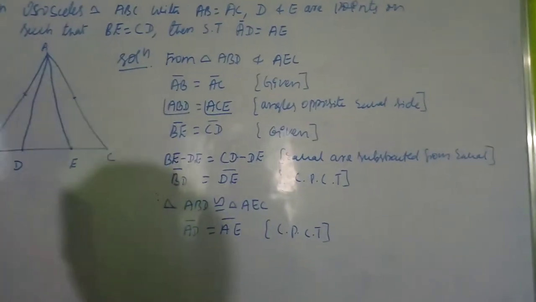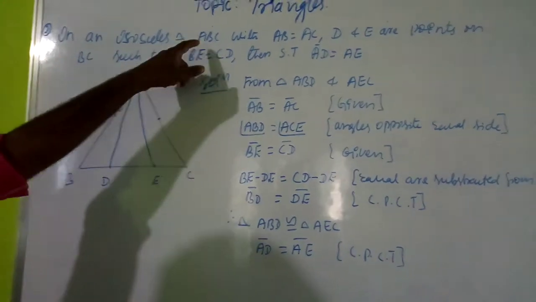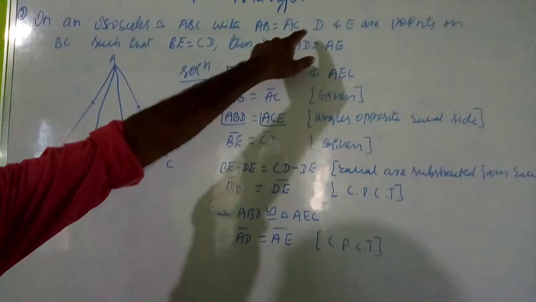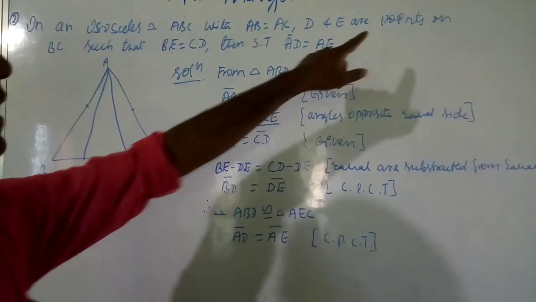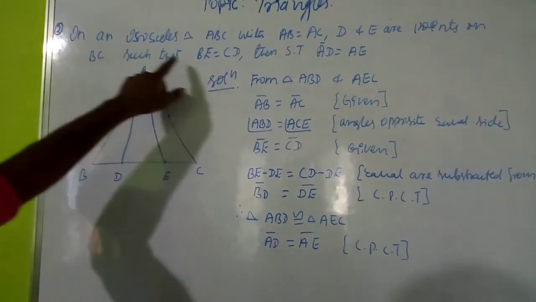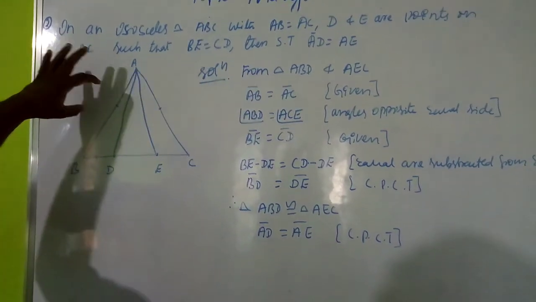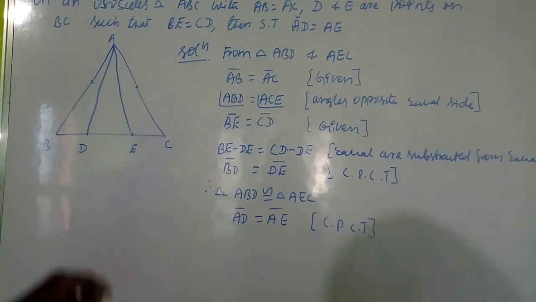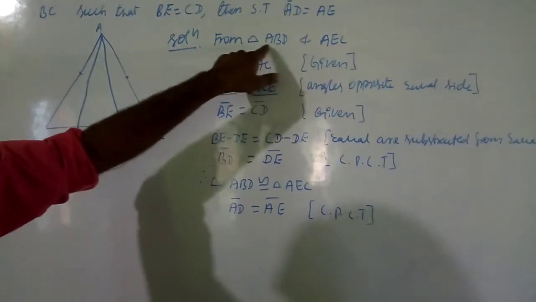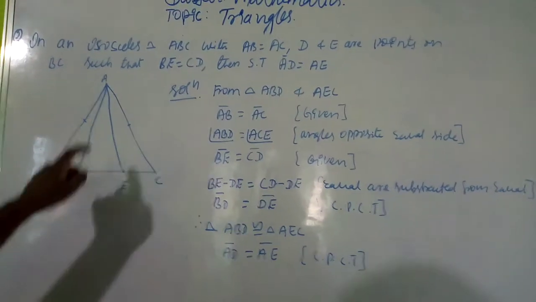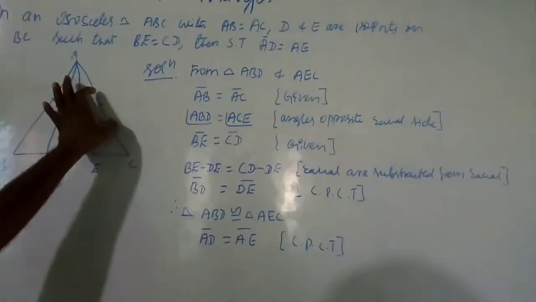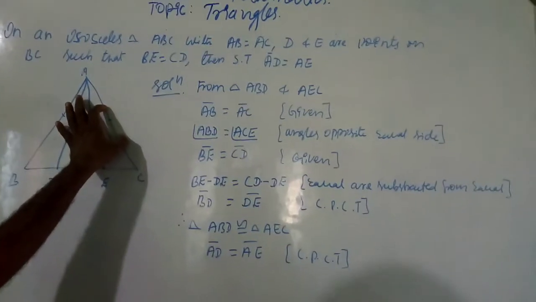Okay, students. So once again, this problem: in an isosceles triangle ABC with AB equal to AC, because these two sides are equal, then D and E are the points on BC such that BE is equal to CD. So now show that AD is equal to AE. From this diagram, triangle ABD in comparison with AEC. So AB is equal to AC. This is the property of an isosceles triangle.